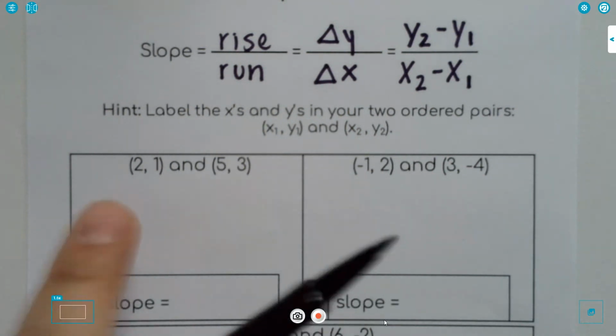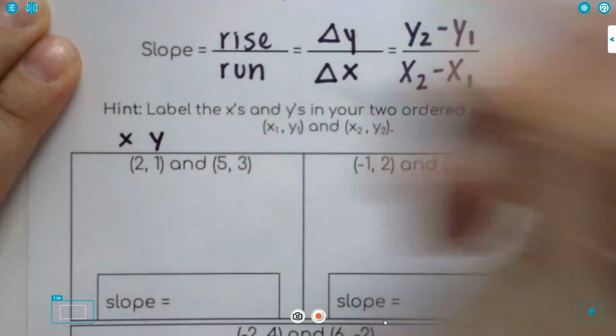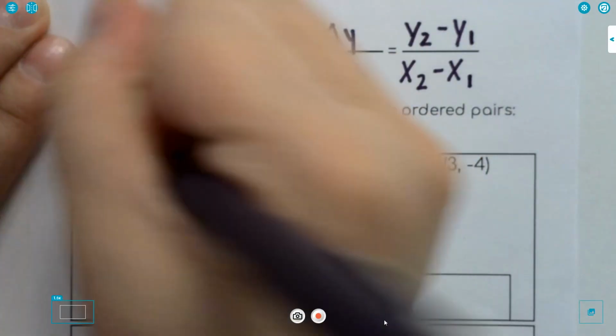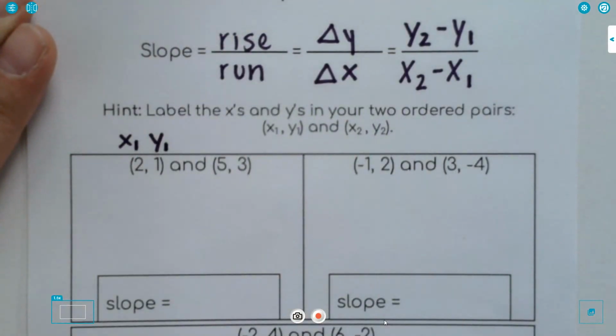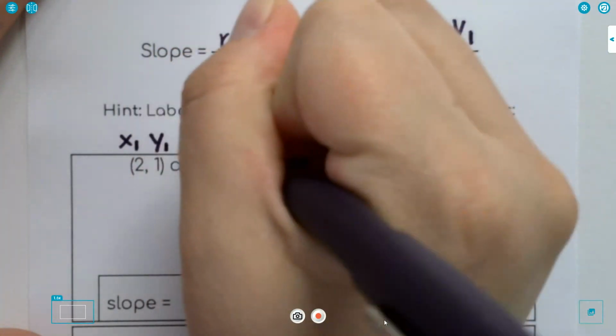The first thing that we're going to do is we're going to label these. These are x and y from my first ordered pair. So I'm going to label these x1 and y1. They use this all the time in pre-calculus. So this is x and y from my second ordered pair.